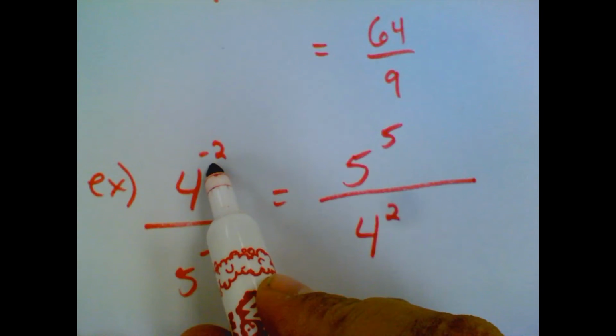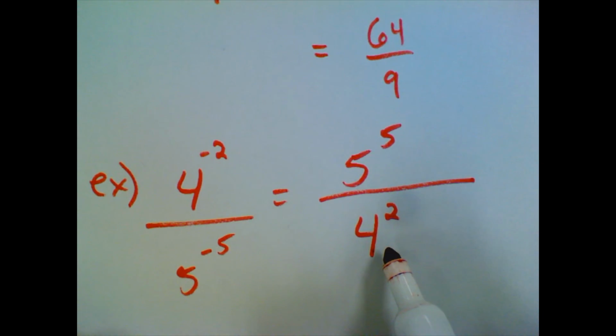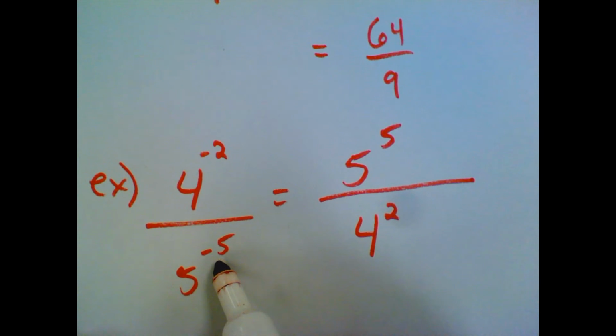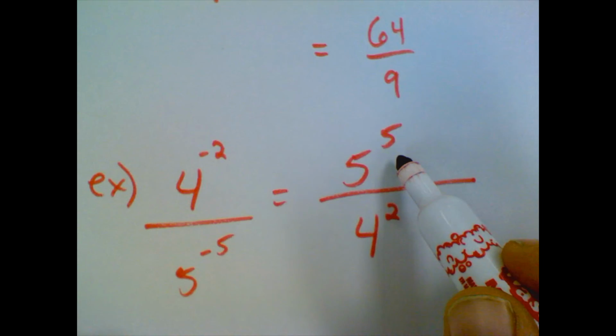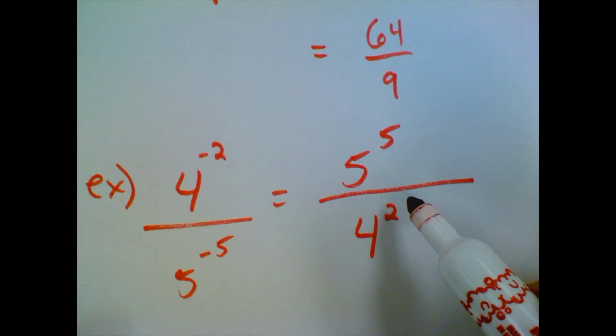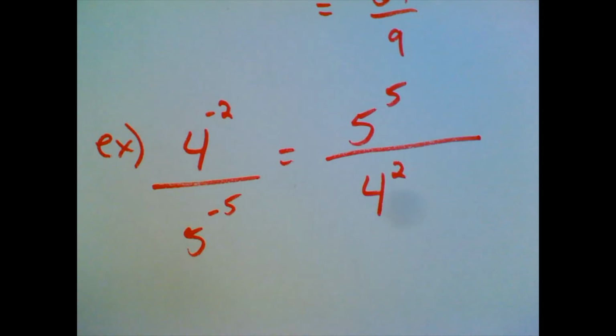This is upstairs, negative exponent in the wrong place, so we got to move it downstairs. Change your exponent to positive. Likewise here, this is downstairs, 5 to the negative fifth, but since it's a negative exponent, it's in the wrong position. Move it upstairs, change your exponent to positive. All right, let me just look at a different, more challenging problem.